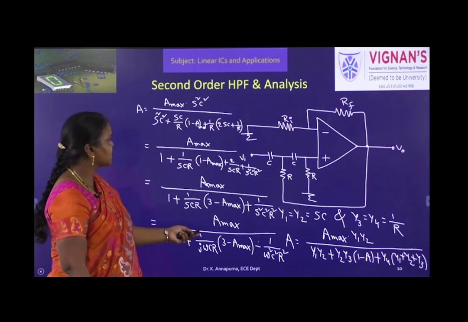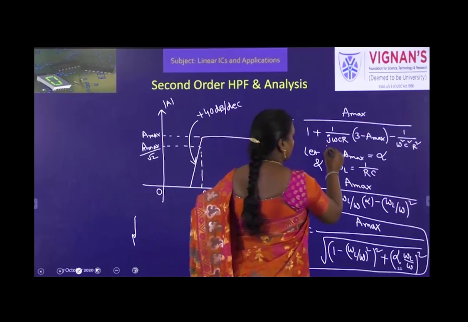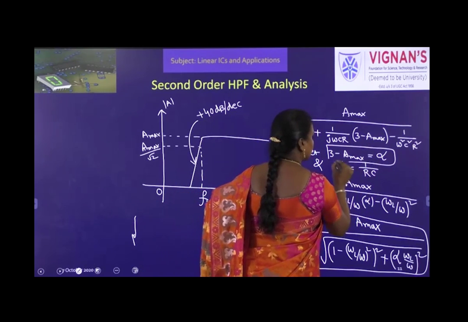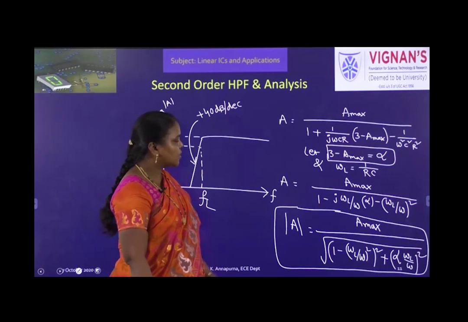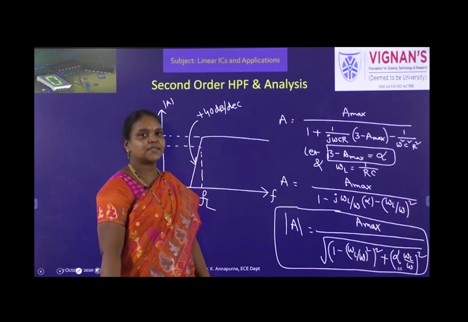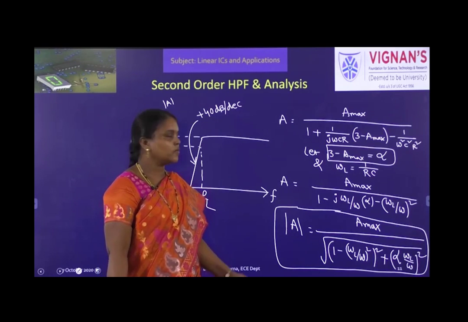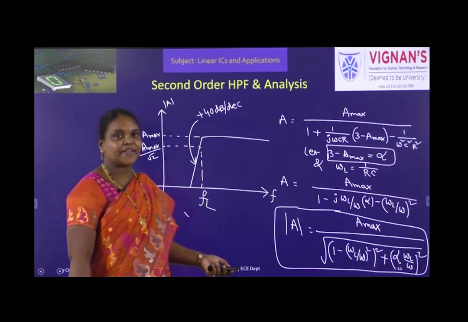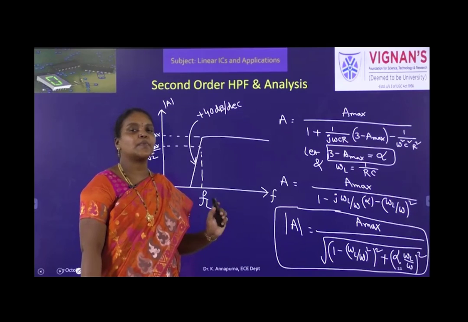So, this 3 minus A max, and this is alpha, right? Please remember the relation between the damping factor and maximum gain. So, 3 minus A max is alpha means what is A max? It is 3 minus alpha. That means 3 minus 1.414, so it is nothing but 1.586. So, the maximum gain of second order Butterworth is 1.586.